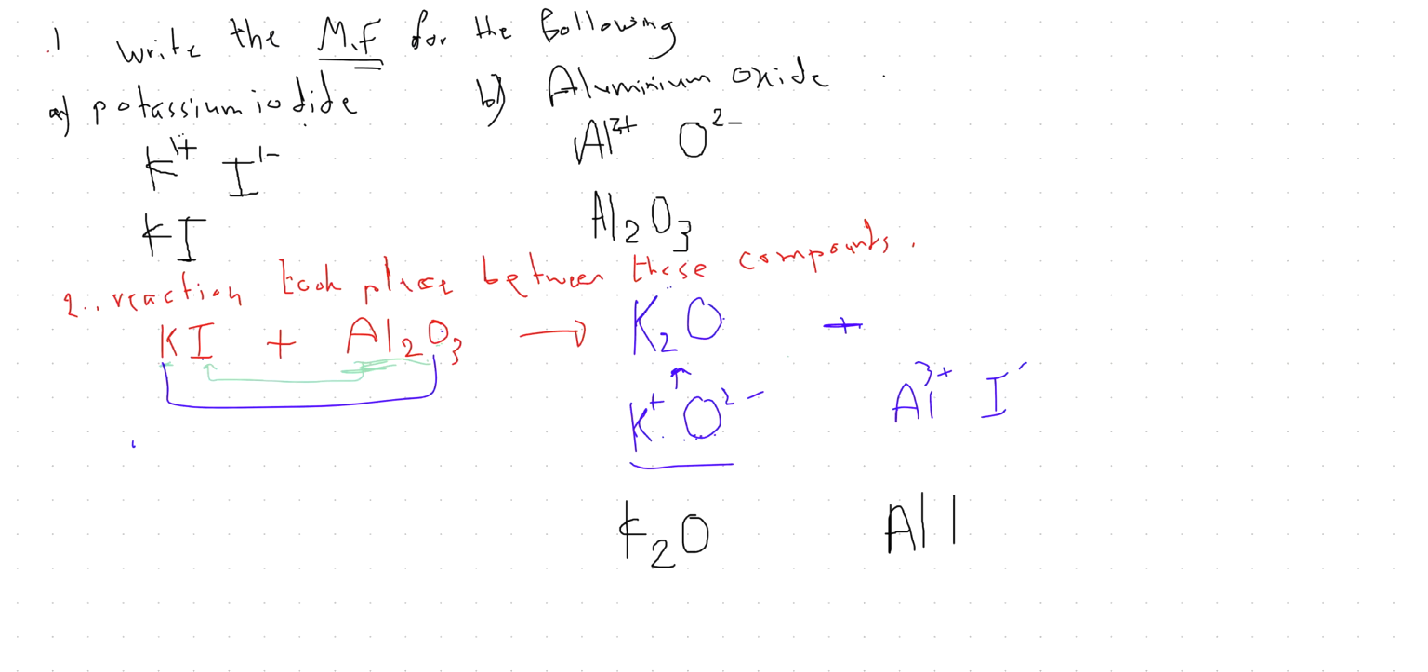Is it right? Yeah. And so this is aluminium iodide. Is it clear now? Yes. Okay, that's all you want to know. This is how we write chemical equations between two compounds. We know the reactants, and from the reactants we deduce the product.